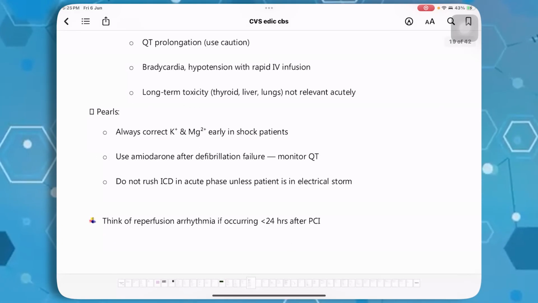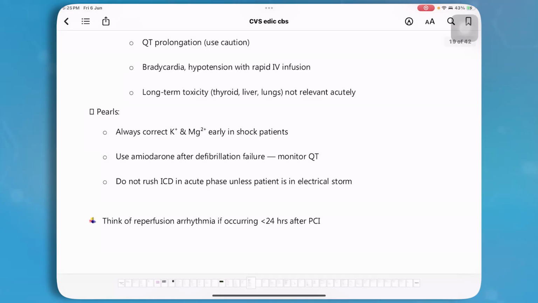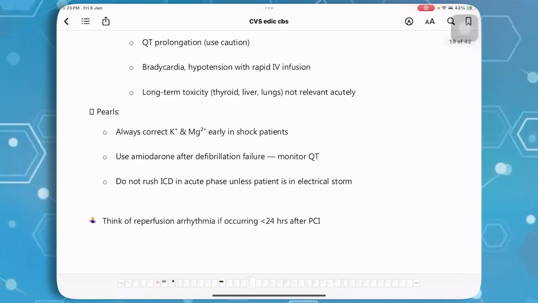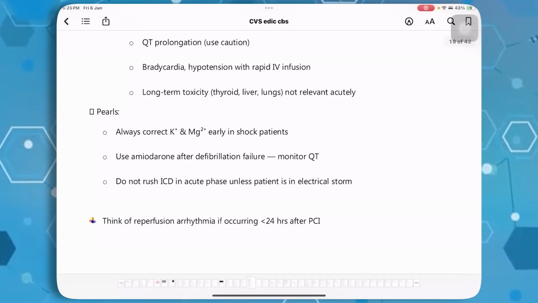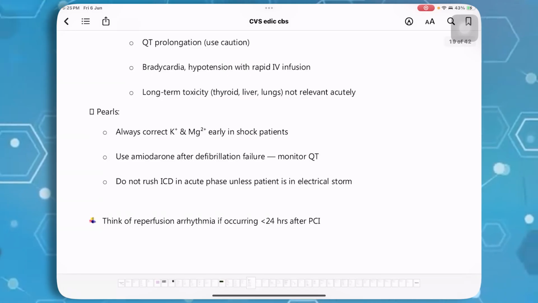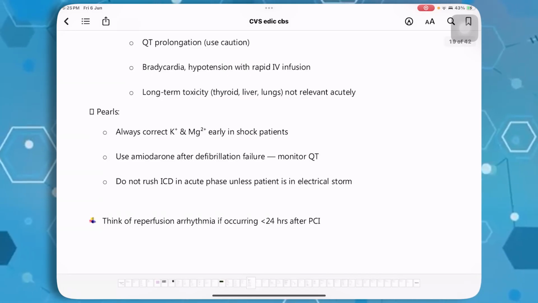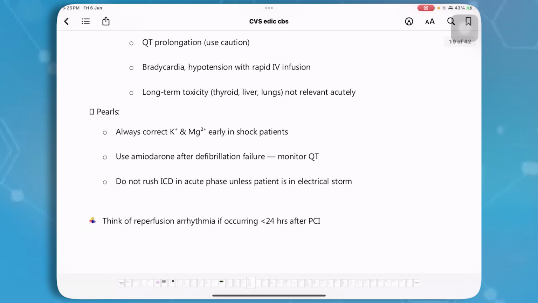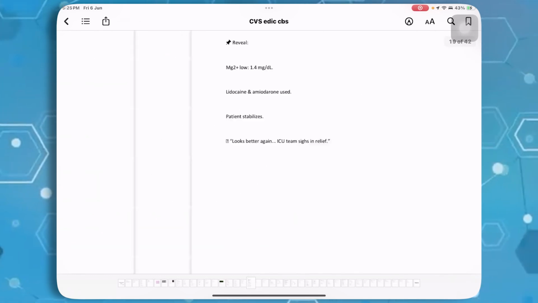If any arrhythmia is occurring within 24 hours of PCI, do not overthink. It is basically reperfusion syndrome, a reperfusion arrhythmia which has occurred. All you need to do is treat them with utmost respect, treat them as and when they develop, and do not rush for an ICD.